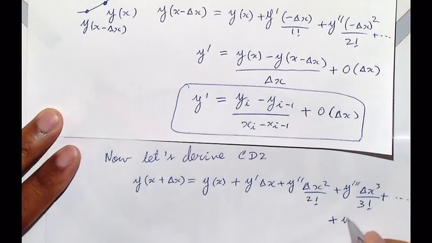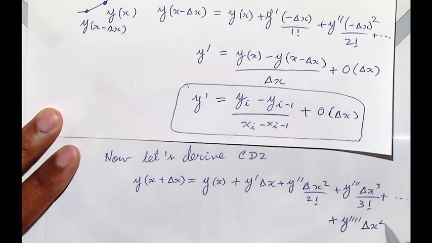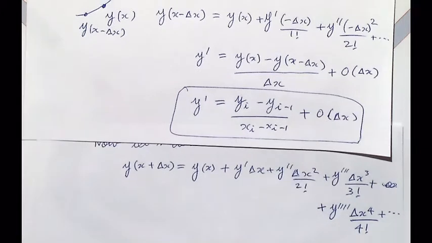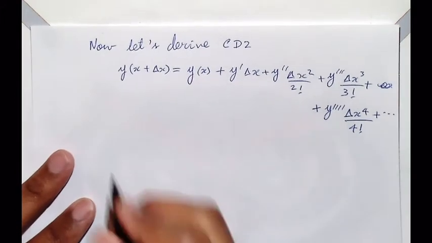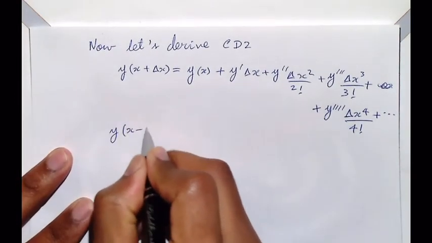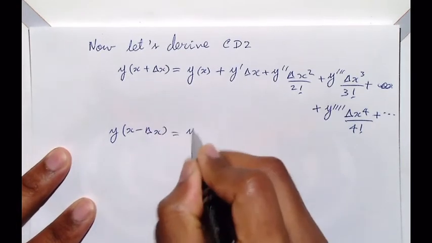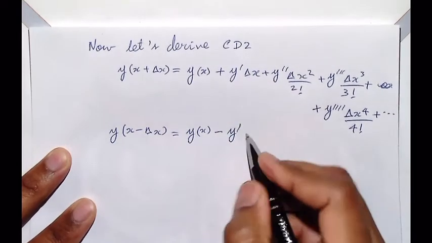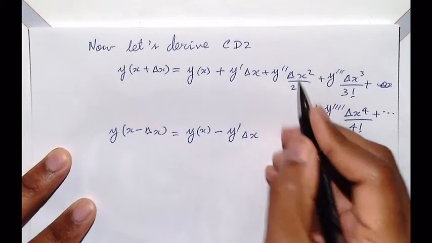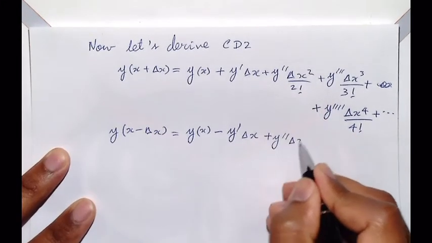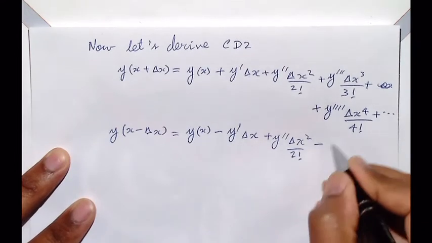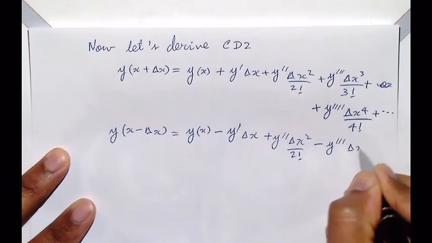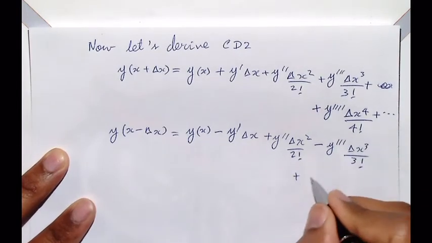right, one more. Let's also take the fourth derivative. Okay. Let's do the same with x minus delta x. And so our plus delta x becomes minus here, and we have a square here, so we retain the plus, and the odd term gets negative again, and the even term gets positive.